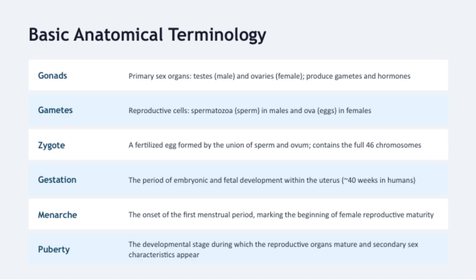And to complete the picture, the gonads, testes in males and ovaries in females, are the primary sex organs. They produce the gametes and secrete hormones that regulate reproductive functions. Understanding these basic terms sets a strong foundation for grasping how human reproduction works, which is central to our overall theme of development and biological processes.